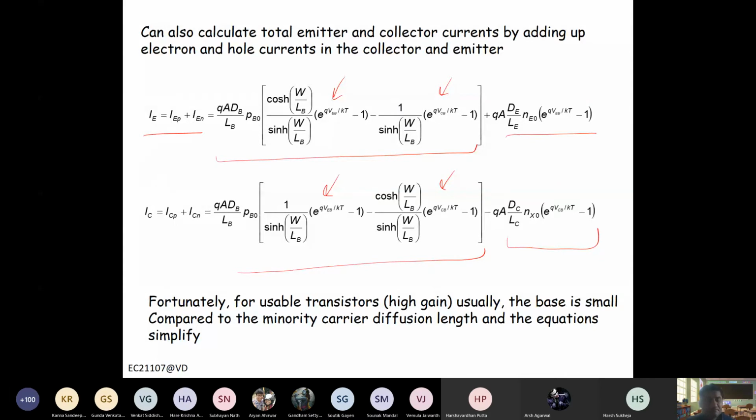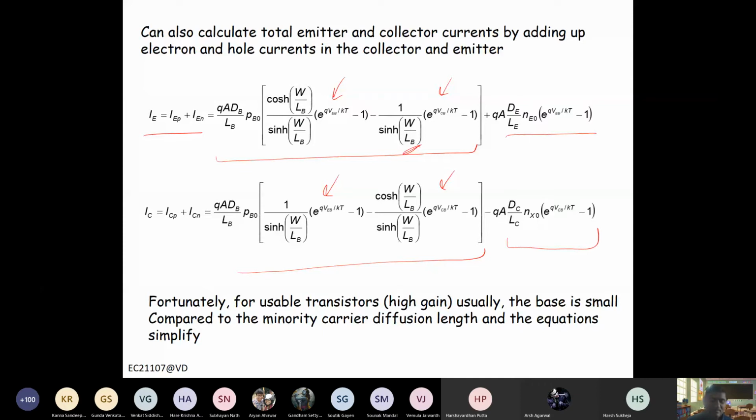These are the expressions, and for the BJT to function properly, the width has to be smaller than the diffusion length. Now, how small can we keep the width? We can approximate the sine hyperbolic and cos hyperbolic for a narrow base width.